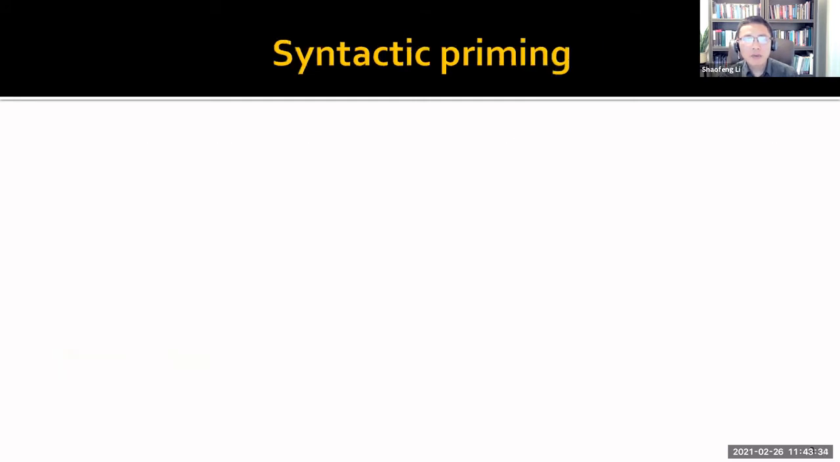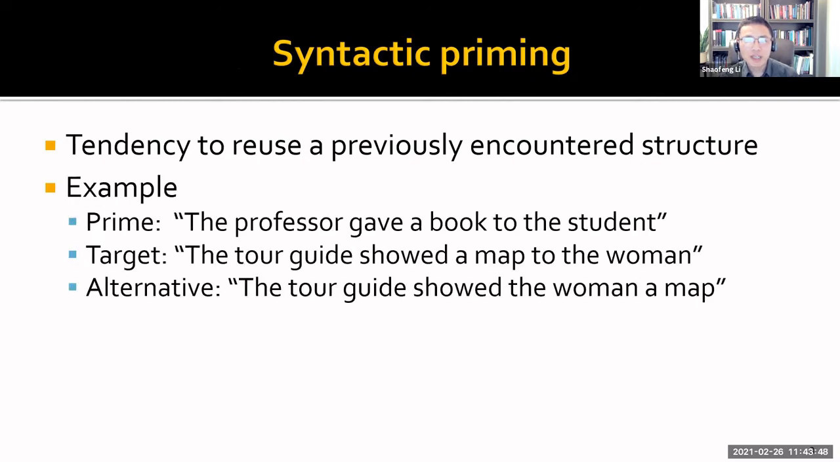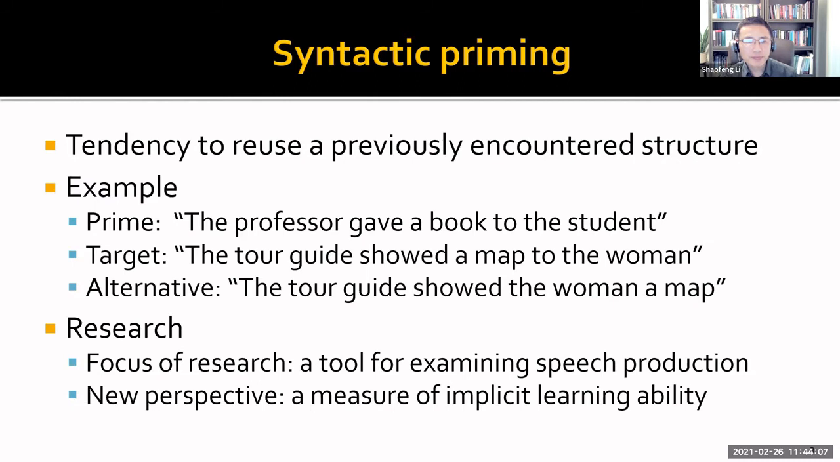Okay, so let me start by defining and exemplifying syntactic priming. Syntactic priming refers to the tendency to reuse a structure experienced recently. For example, after hearing the sentence, the professor gave a book to the student, one is more likely to say the tour guide showed a map to the woman instead of the tour guide showed the woman a map, which is equally correct.